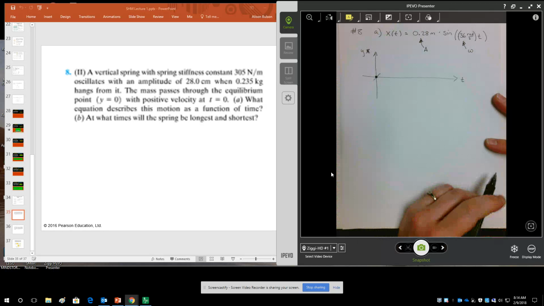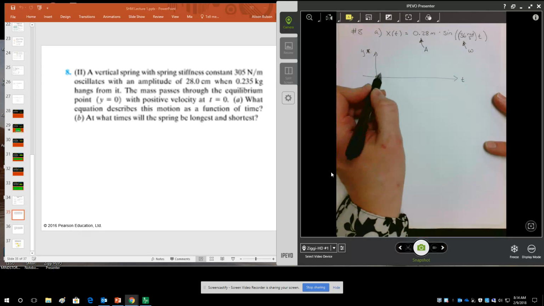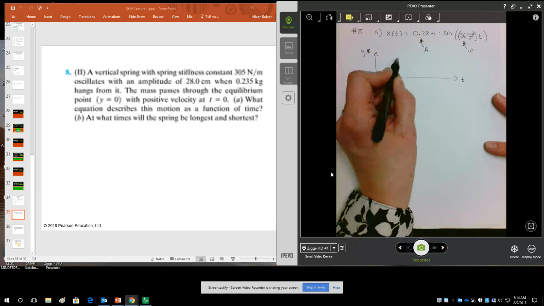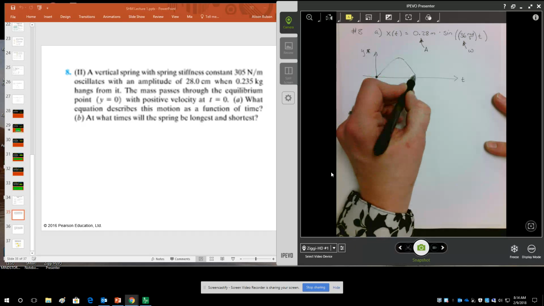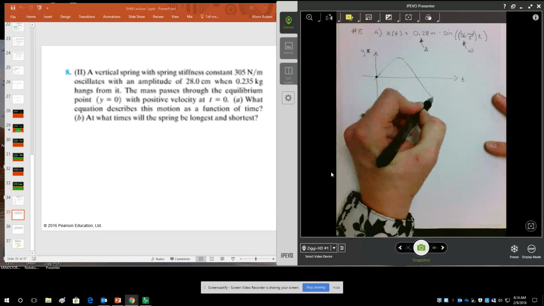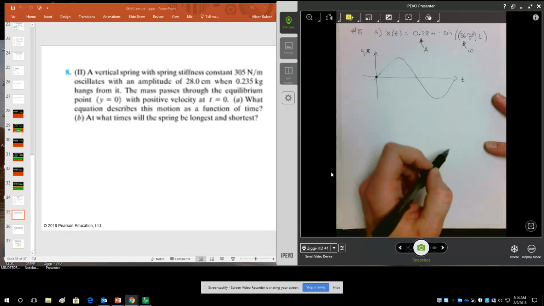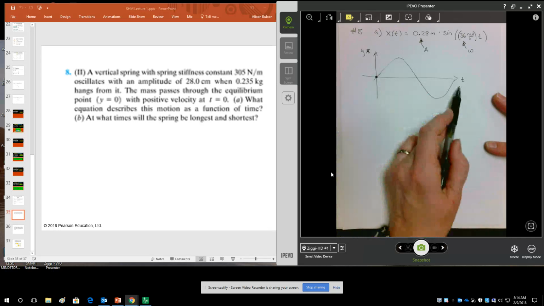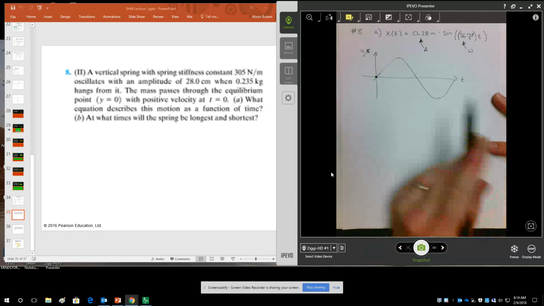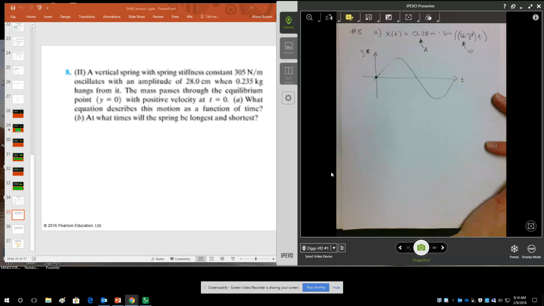and I need to have the velocity, so the slope of the line, being positive. And so then I thought about how that object would oscillate up to its peak, pause, and then come back down to equilibrium, oscillate down to its bottom, and come back up to equilibrium. And the shape of that function is a sine curve. So I chose a sine instead of cosine.